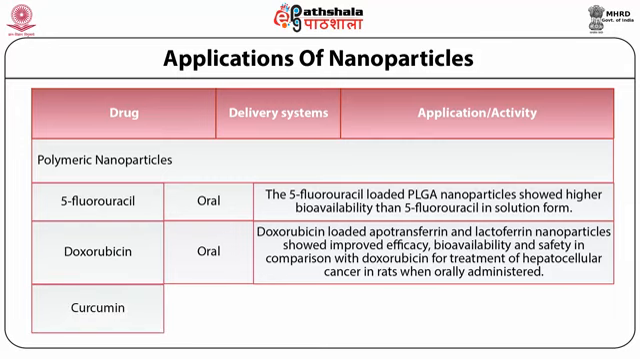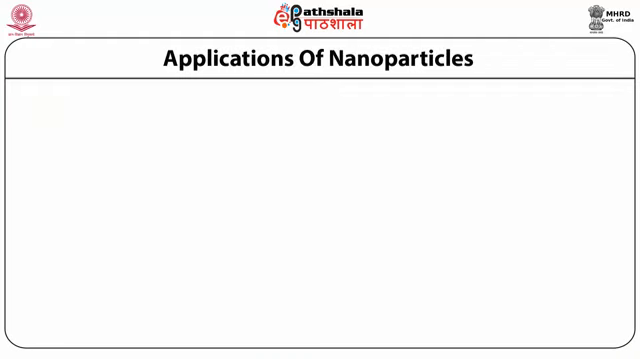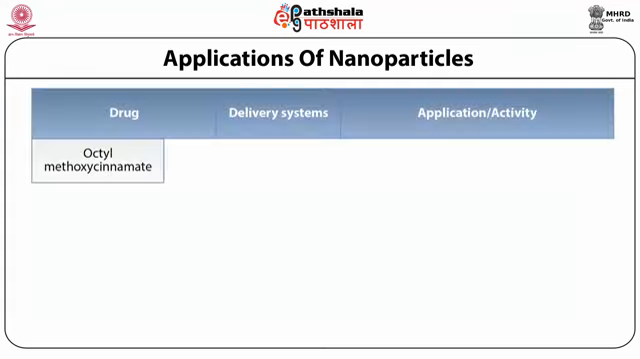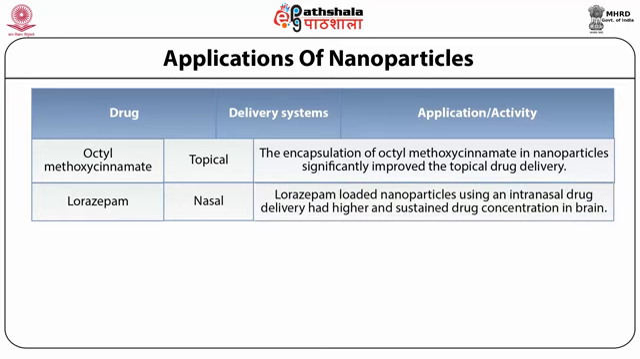Then curcumin, which is obtained from Curcuma longa, is given by the parenteral route, and in the form of nanoparticles it improved the systemic bioavailability by increasing the therapeutic efficacy. Another example, which you can see in the table, is octyl methoxycinnamate, used for topical application, and its encapsulation in the form of nanoparticles significantly improved the topical delivery of this drug. Then lorazepam, which is investigated by the nasal route, and lorazepam-loaded nanoparticles using intranasal delivery had higher and sustained drug concentration in the brain.